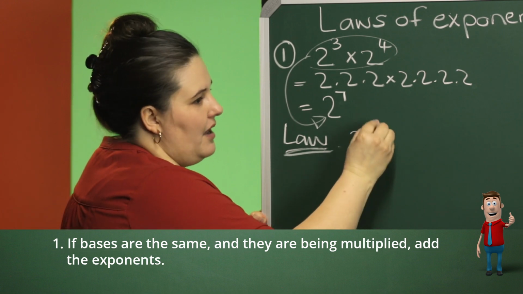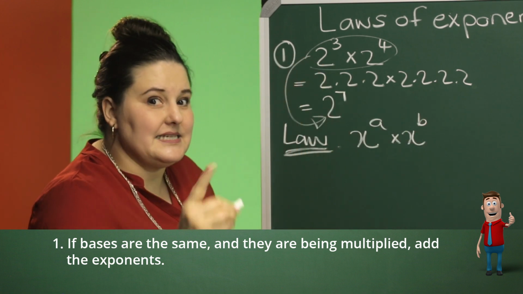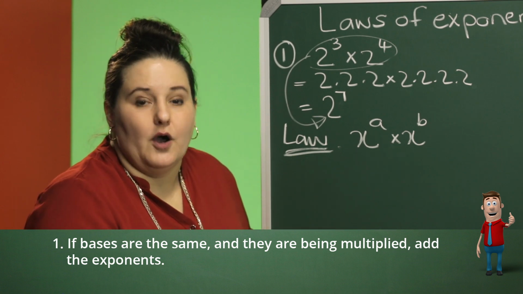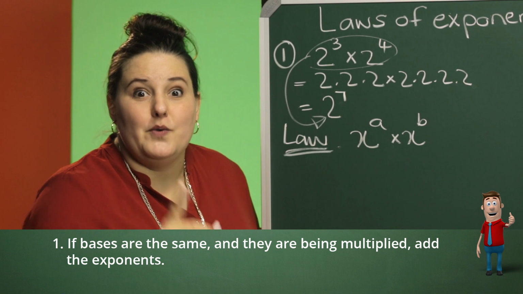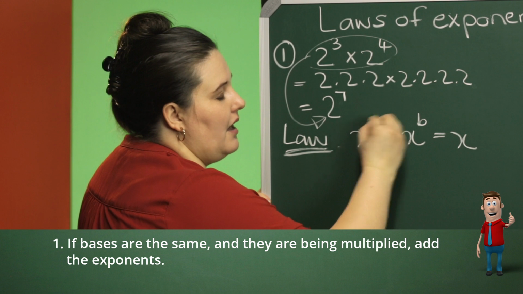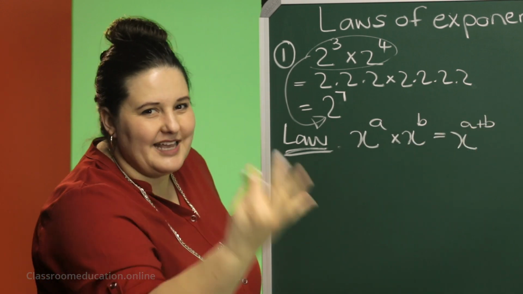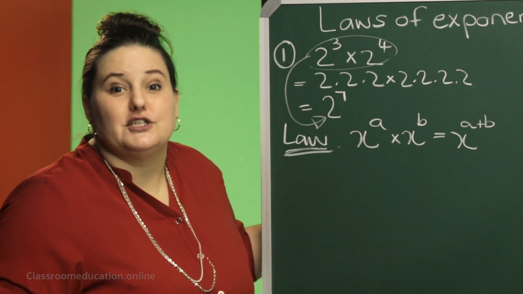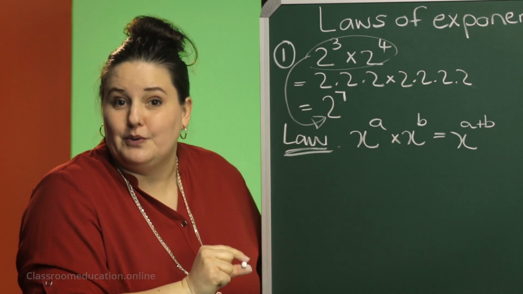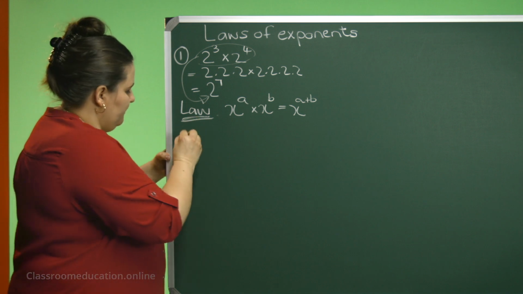So x to the power of a times x to the power of b. Bases are the same. And what happens with them? They are being multiplied. So what do you do with your exponents? You add them. So my answer will be x to the power of a plus b. I know this looks weird, but you will get used to that. So that's my first law of exponents. If bases are the same, they are being multiplied, what do you do with your exponents? You add them.